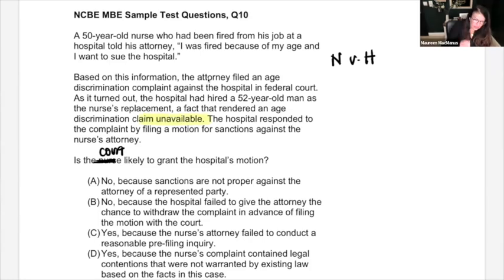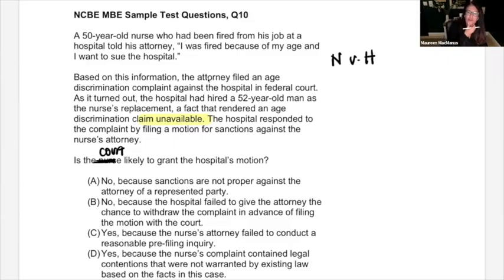We have to accept this as true, right? So they're telling us that it's unavailable. Don't be hypervigilant for the nurse and say, well, what if it was something else? What if they were hiring this 52-year-old in bad faith, just to fight this claim? Don't be hypervigilant. Make sure you just follow the facts as they're given to you.